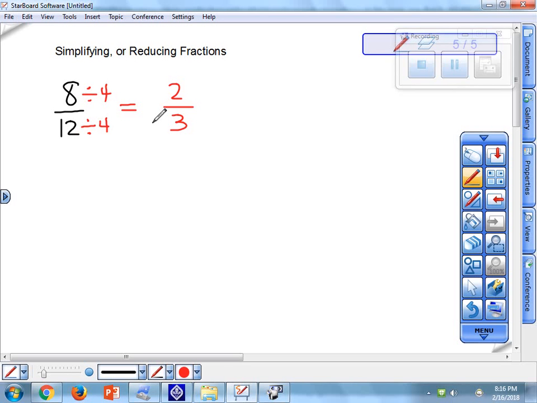But notice what I've done. In this case, I've gone the other direction. I've taken the numerators and denominators, and I've made the values smaller by dividing out the factor of 4. Another way that I could have done this is like this.